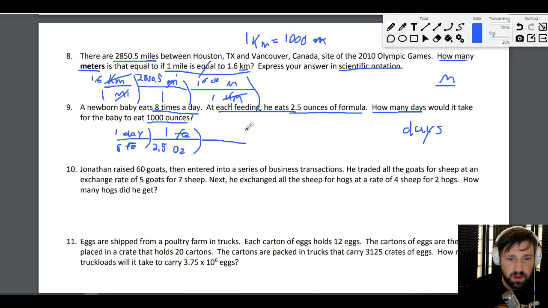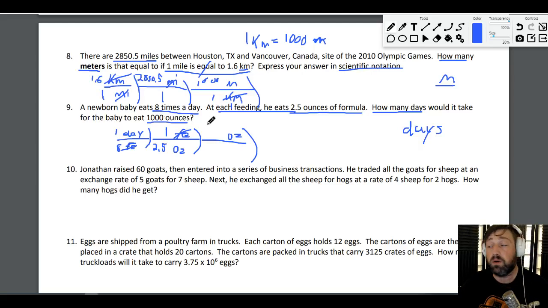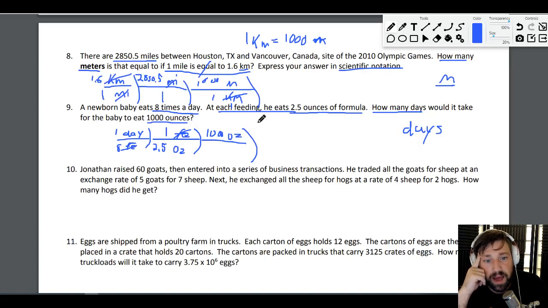Okay. Last thing we need to get, the feedings will cancel. Last thing we need to get rid of is the ounces. So we'll put ounces on top. And what do you know? We have ounces right there. 1,000 ounces. Okay. And now to actually get this, 1 divided by 8 divided by 2.5 times 1,000. That is going to be how many days it takes.